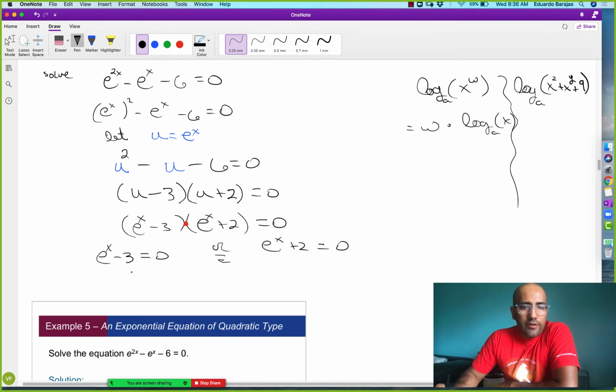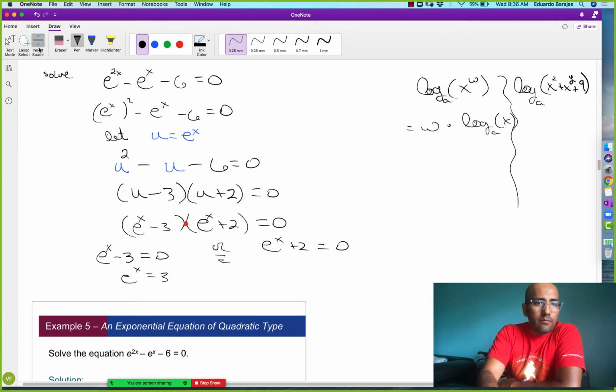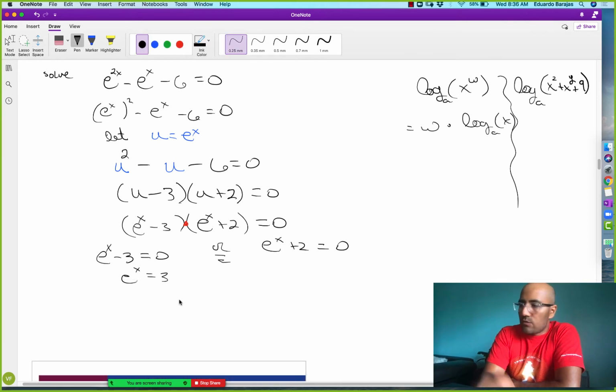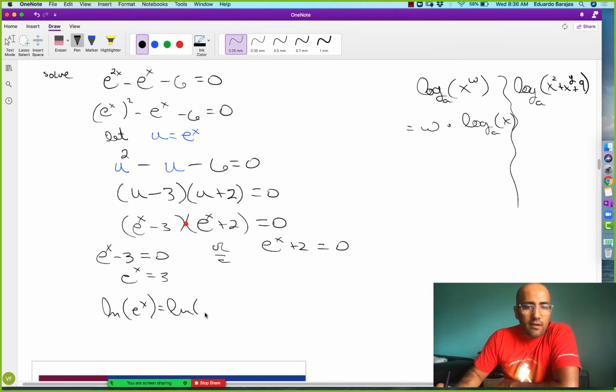Good. Add 3 to both sides. We get e to the x equals 3. Let me make more room here. e to the x equals 3. Okay, so now we can apply a log to both sides. We can apply any log, but in particular, why not apply ln? ln e to the x equals ln of 3. Good. And then one of the properties of logs is that these two are inverse operations. ln of e to the x, these two operations undo each other, and this just becomes x. So we get that x equals ln of 3 as one of our solutions.